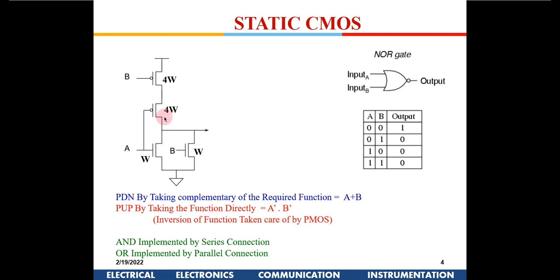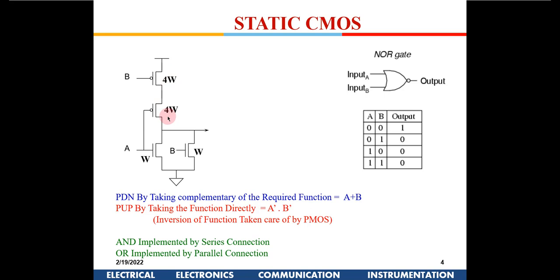Okay, now what about this network? If you see here, A or B, I put an inversion above that. So by De Morgan's theorem, it will become A dash and B dash, right? So that means this is going to be in series. So two PMOS are in series, and this inversion is taken care of already because of the PMOS. And then we have 4W, because now this is coming in series. So 4W in series with 4W, the net resistance will correspond to 2W. So that is why we have put 4W and 4W here.